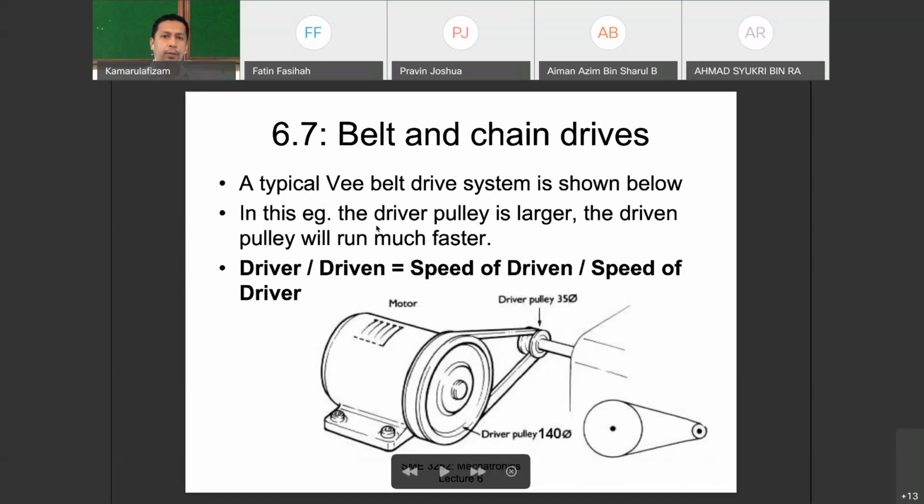In this example, the driver pulley is larger. Maksudnya kat sini lebih besar. The driven will run faster. Okay, depending on dia punya ratio dia lah. So, dekat sini satu pusingan, mungkin kat sini dah 20 pusingan. So, basically dia macam speed enhancer punya sistem. Okay.